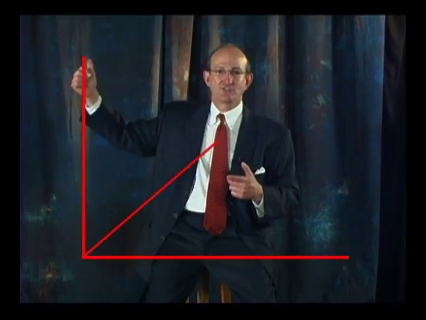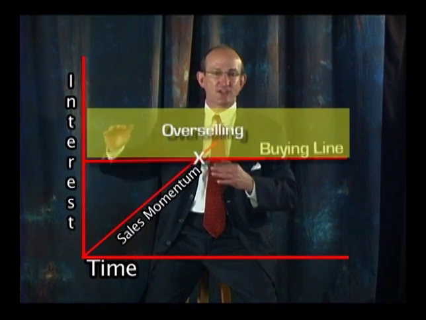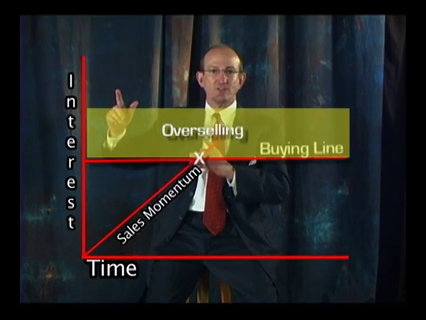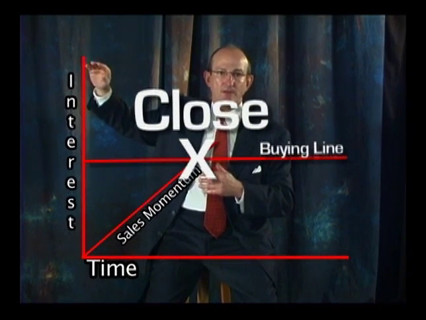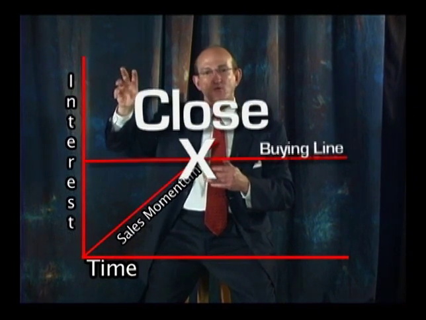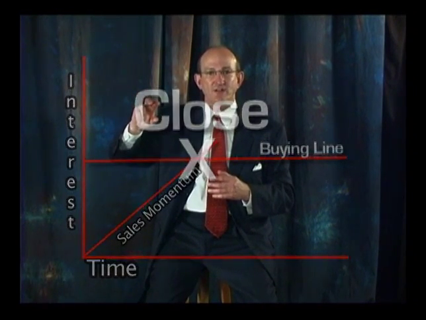Overselling, the buying line revisited. Here is what overselling looks like on the buying line chart. Anything said once you cross the buying line is overselling by definition. Every salesperson's goal should be to hit the buying line and the close at the same time. One way to do that is with great questions that indicate where you stand. You'll never get these if you're afraid to close.